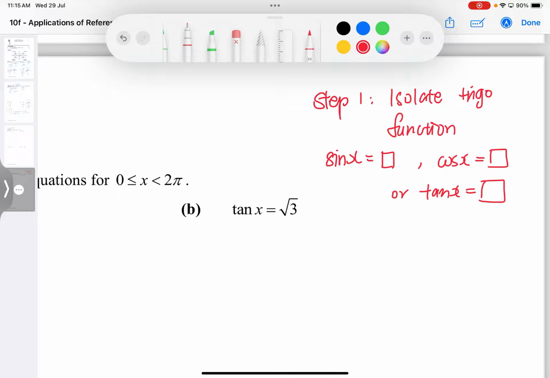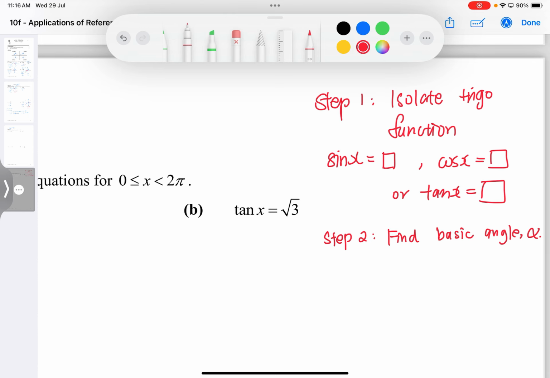Step 2, you are supposed to find the basic angle, always. Find basic angle alpha. Basic angle alpha can be found by taking the tangent inverse, sine inverse, or cosine inverse. So alpha is equal to sine inverse of something.